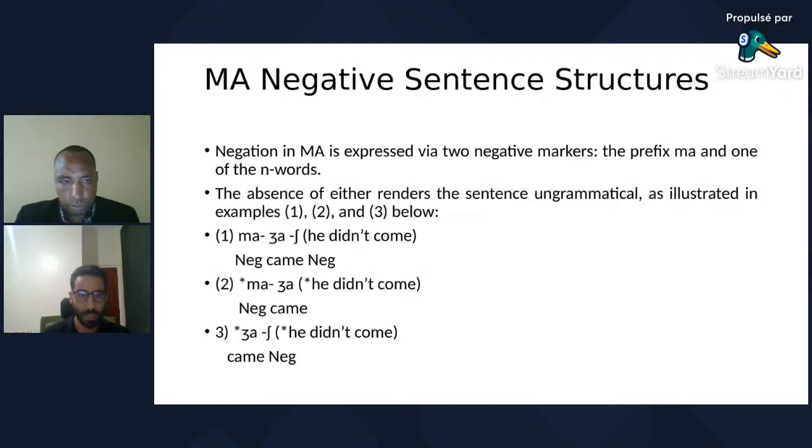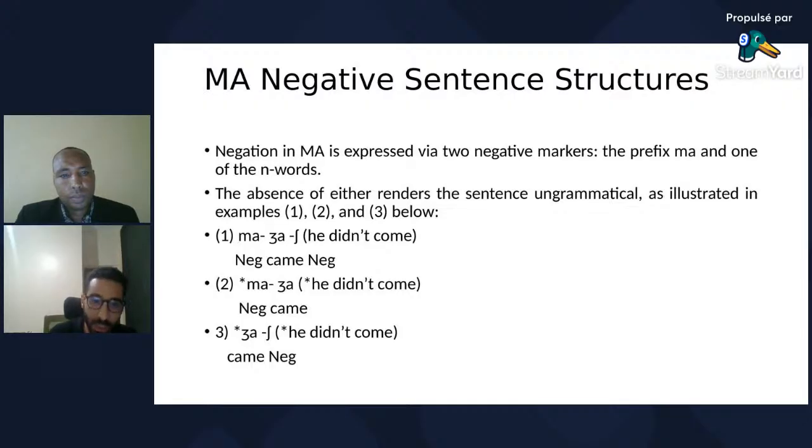So, Moroccan Arabic negative sentences. Negation in Moroccan Arabic is expressed via two negative markers: the prefix ma, and one of the n-words, such as walu, nothing, حتى واحد, nobody, and never, which is ammar. The absence of either renders the sentence ungrammatical, as illustrated in 1, 2, and 3.